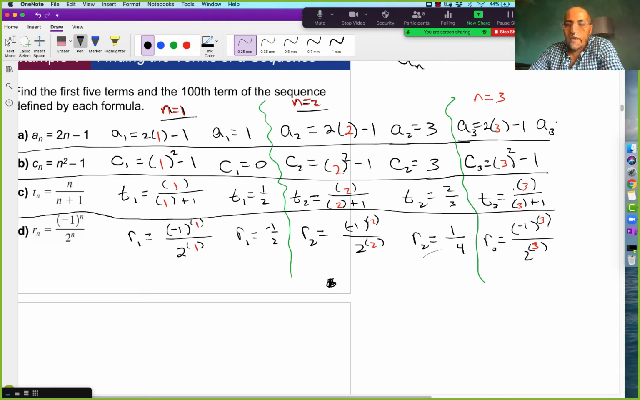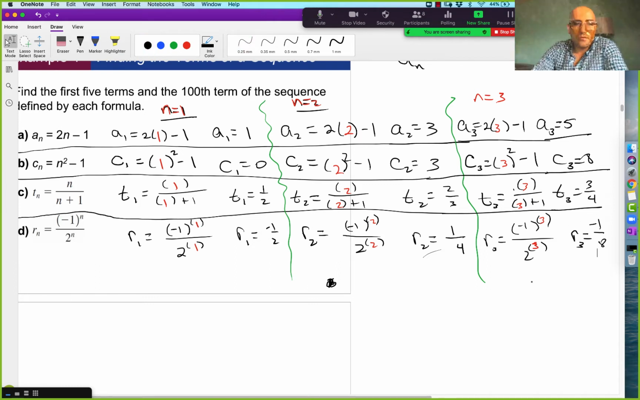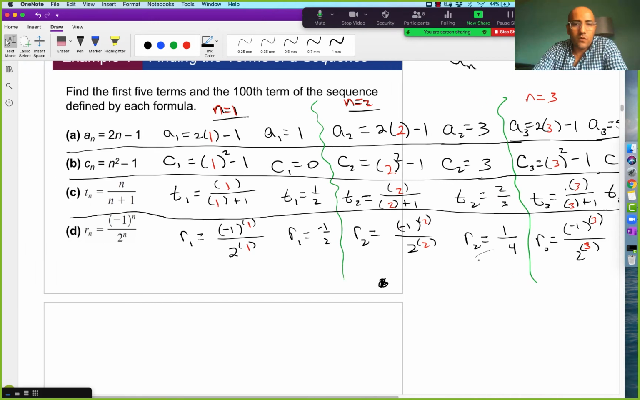So a sub 3 is going to be equal to 6 minus 1, which is 5. And then c sub 3 is going to be equal to 9 minus 1, which is 8. t sub 3 will be equal to 3 over 4. And r sub 3 is going to be equal to negative 1 over 8. Good. Okay, so we did the first 3.